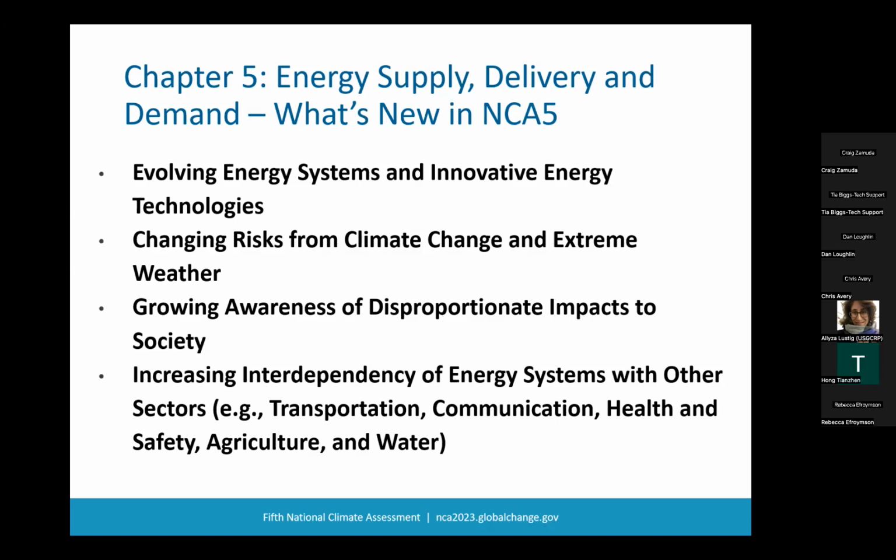Not only is the energy system changing, but the environment in which the energy system must operate is also changing rapidly, with the increased frequency, intensity, and duration of climate change and extreme weather events. This is resulting in increasing outages, damages, and costs to society. In the last decade alone, power outages have increased by over 65%. So we see this trend that's growing since even the last National Climate Assessment.